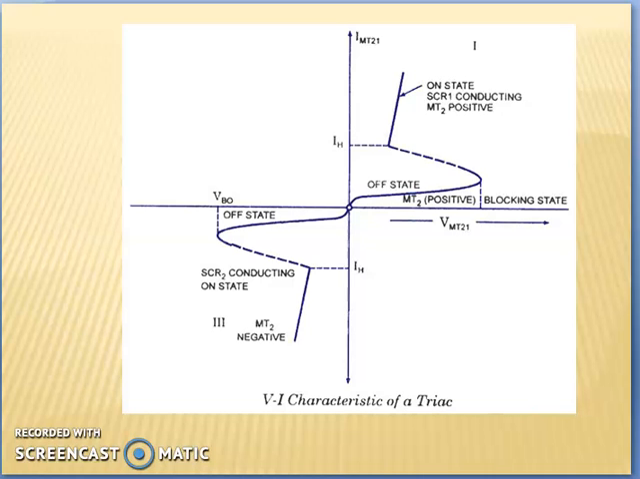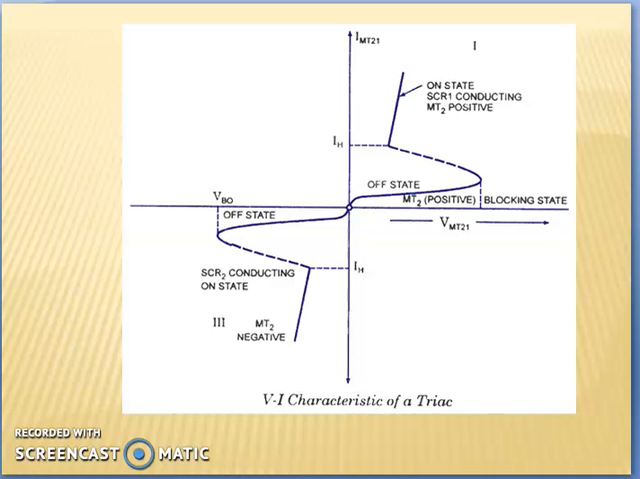Now you will say, what about the gate terminal? The gate terminal is the control terminal of the triac. By applying the proper signal at the gate, the firing angle of the triac can be changed. So by varying the firing angle of the triac, you can change the phase control. So this triac is mostly used in the phase control application.